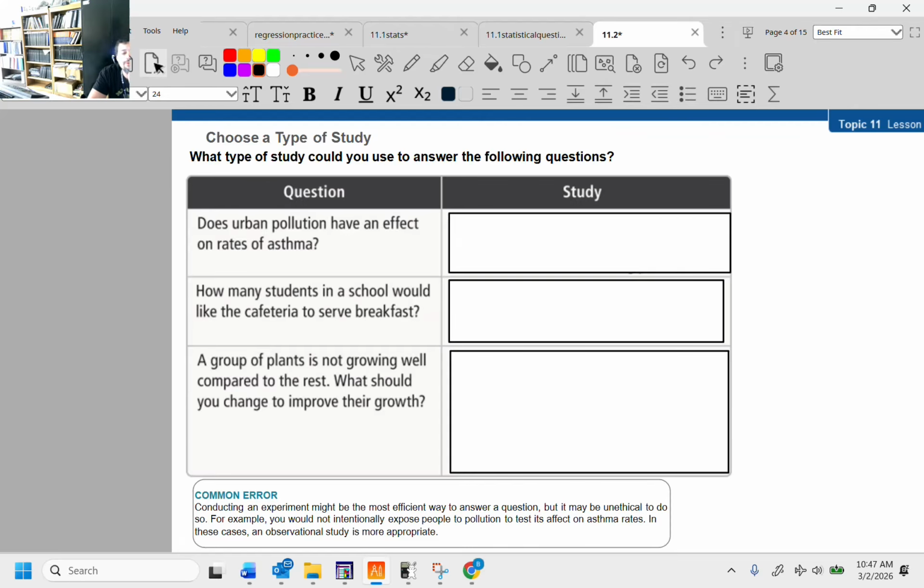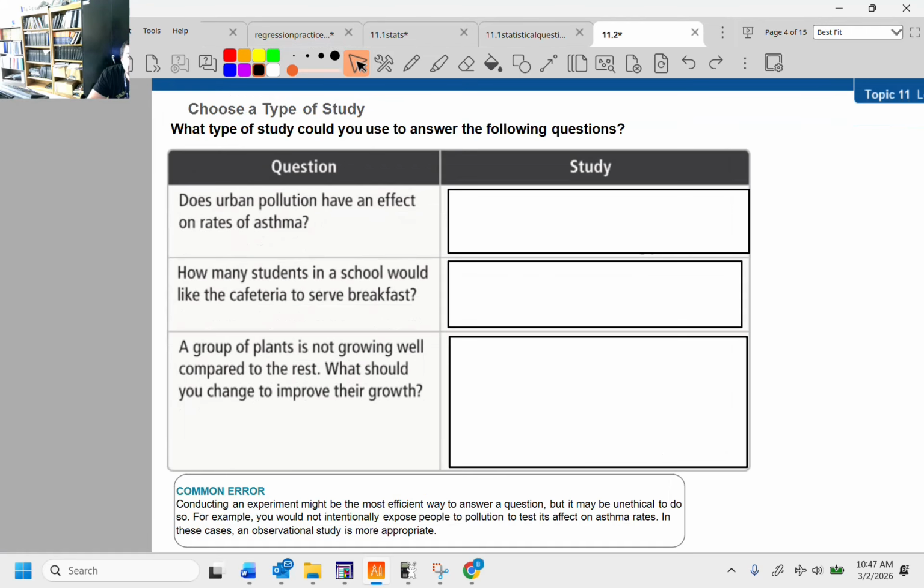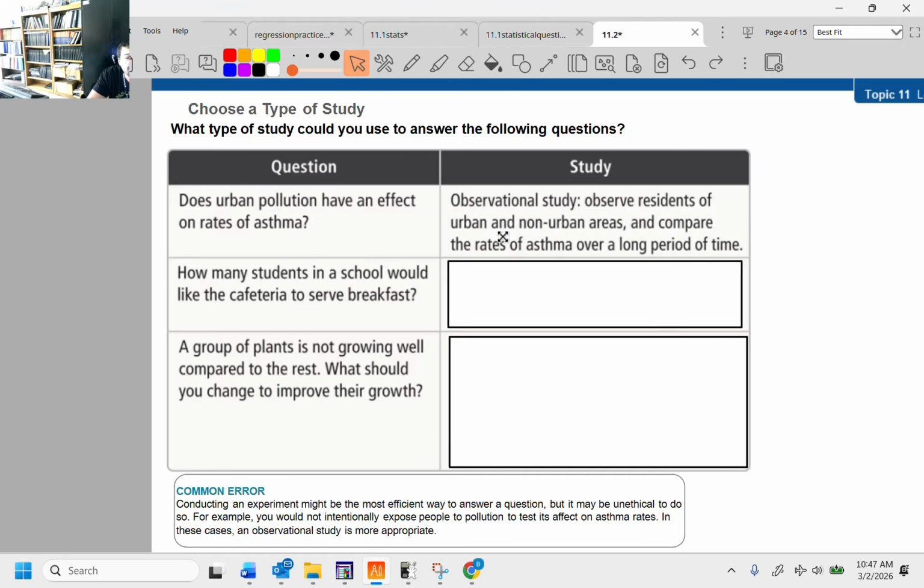What type of study could you use to answer the following questions? Does urban pollution have an effect on rates of asthma? Some people would say this would be an experiment, but then you would have to literally expose people to pollution. This is an observational study. You observe residents of urban and non-urban areas and compare the rates of asthma over a long period of time. If you believe pollution is contributing to asthma, that's how you do it. Don't introduce people to poisonous stuff.